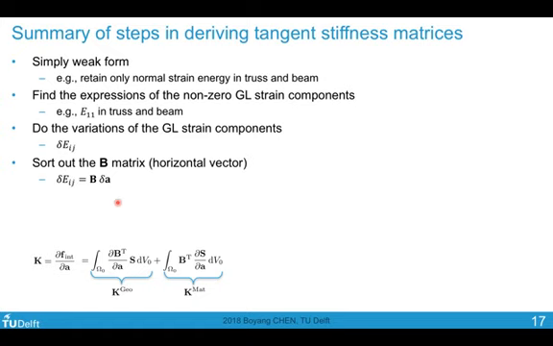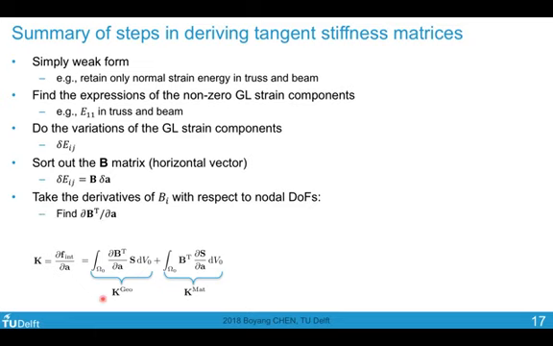After obtaining the B matrix, we would then be able to calculate the material tangent stiffness matrix, which is B transpose CB integrated over omega 0. But we still need to take the partial derivative with respect to nodal degrees of freedom to obtain the geometric tangent stiffness. For that, we can take the partial derivative component by component and eventually sum up to obtain the full expression of geometric tangent stiffness.